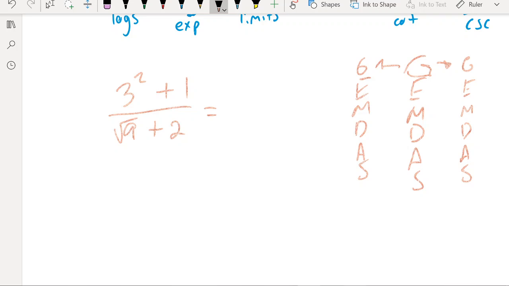GEMDAS. All right, so on the top, I have an exponent. So I'm going to do that first. 9 plus 1. So that's gone. And then on the bottom, I also have an exponent. Nothing inside of the stuff, right? So nothing inside the radical other than 9. I'm going to have an exponent, though. Square root of 9 is 3.